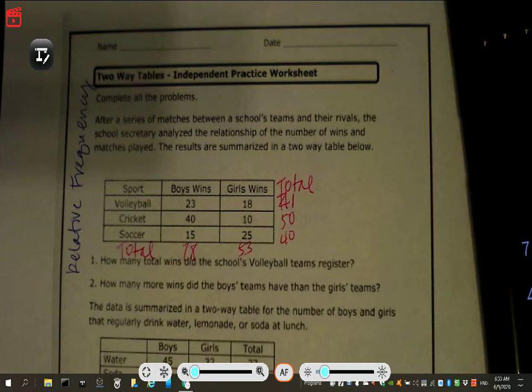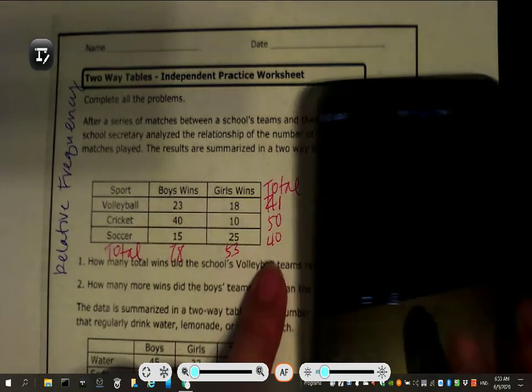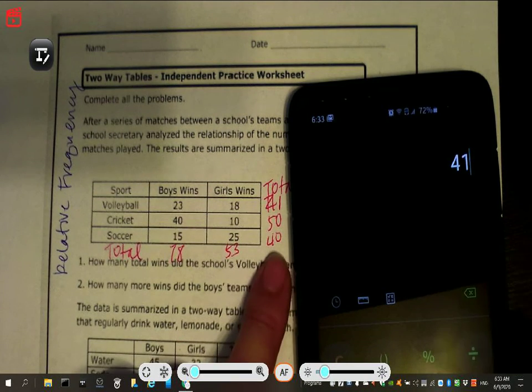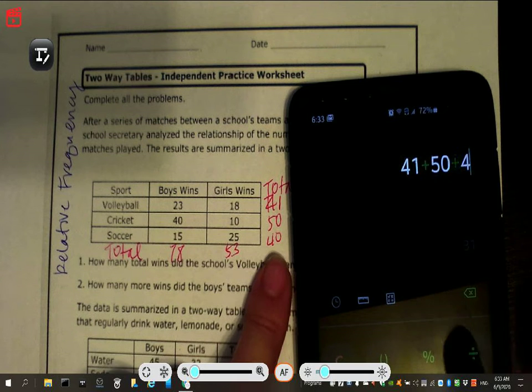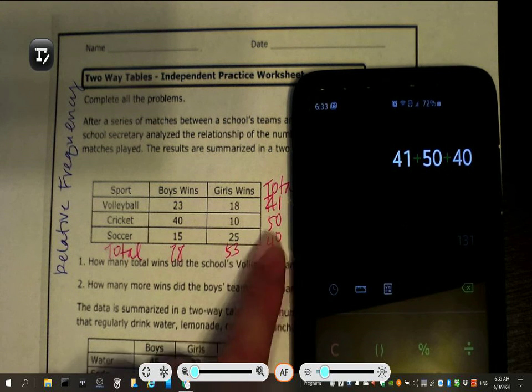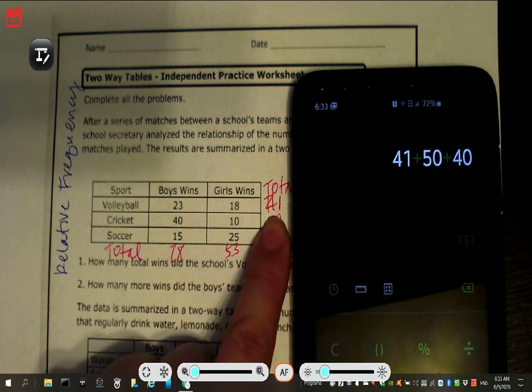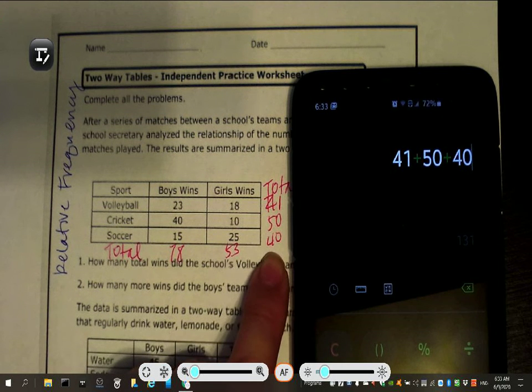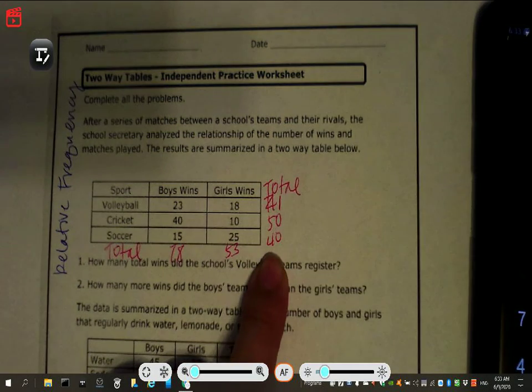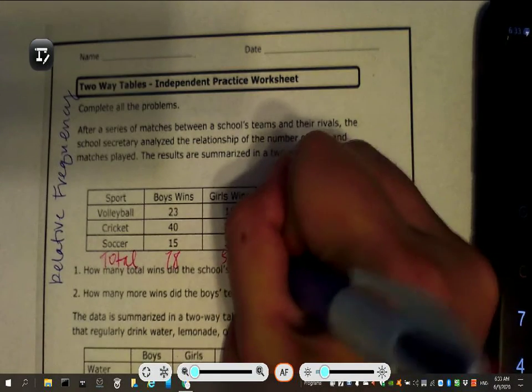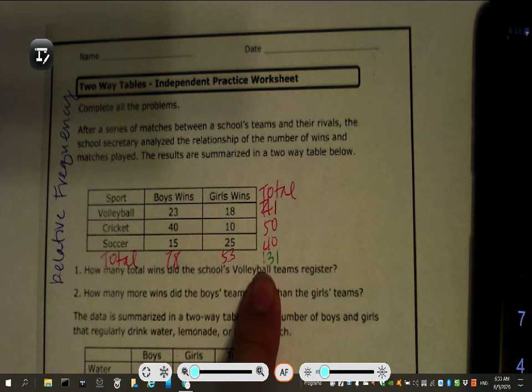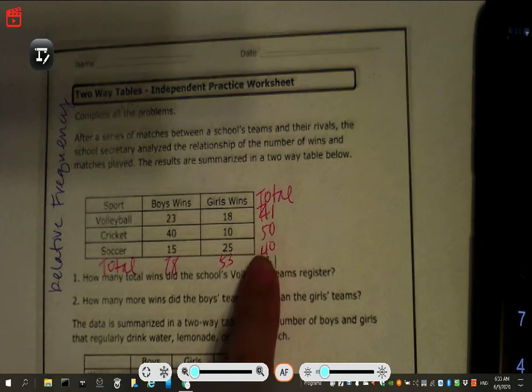Now, let me clear this out: 41 plus 50 plus 40. Let's think about what these numbers mean. This is the total number of wins for volleyball, the total number of wins for cricket, and the total number of wins for soccer. If you add them all together, that means there were 131 total wins between each sport.